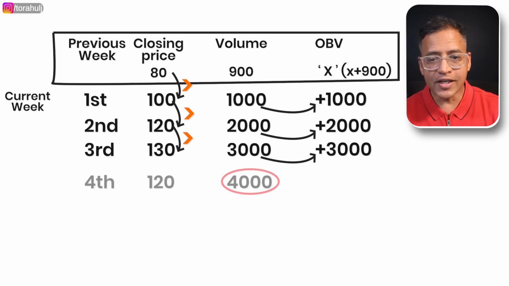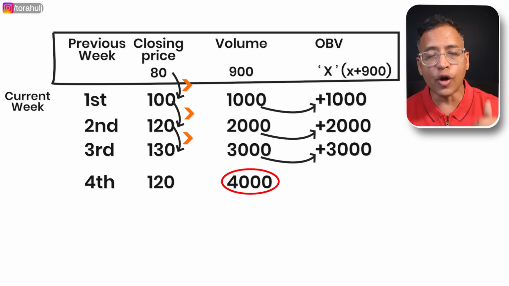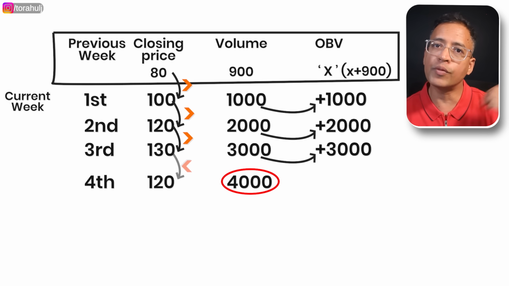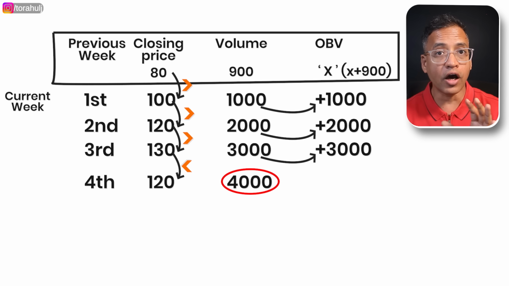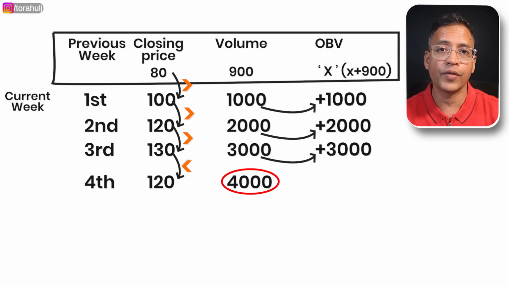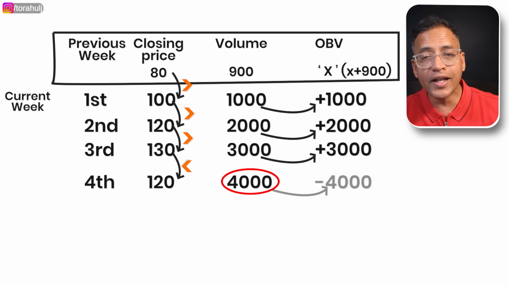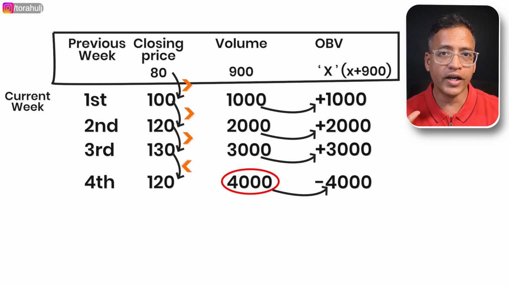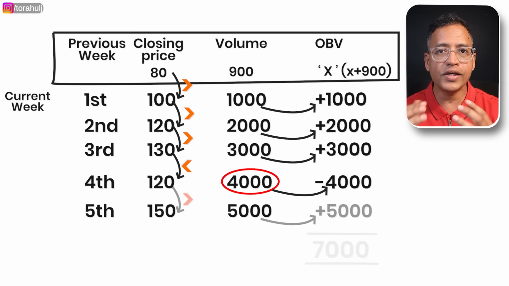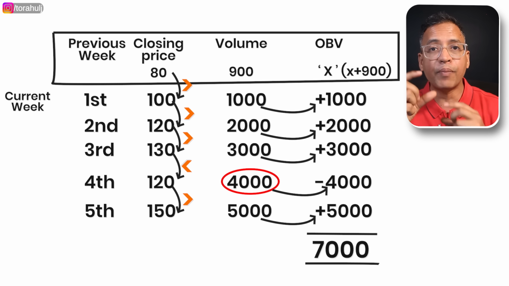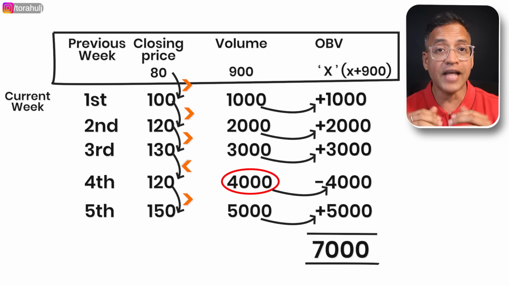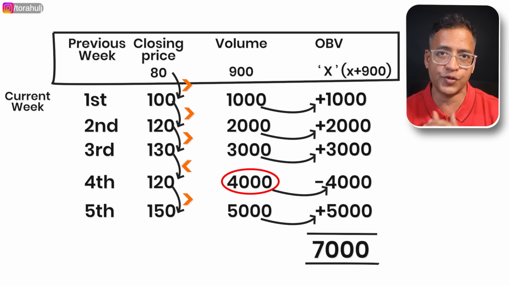All right. Let us assume that on the fourth day, the price drops. It drops to 120 from the previous close. Okay. Here the volume was 4000. What does it tell you? That a lot of selling happened on that particular day. And therefore this 4000 will be deducted from on balance volume, right? This is how on balance volume is calculated. It is basically adding volume or reducing volume depending on the closing price. Okay, it is actually telling you what is happening from a price perspective, right?